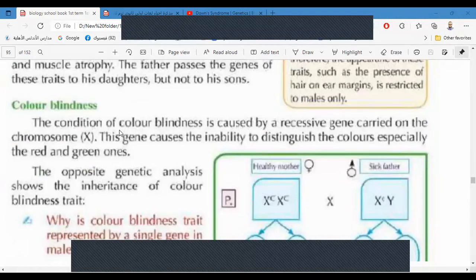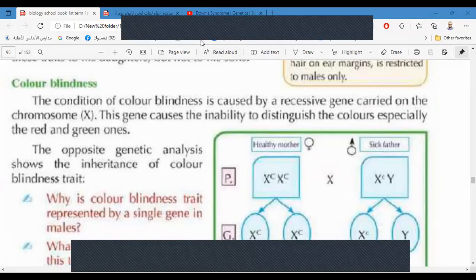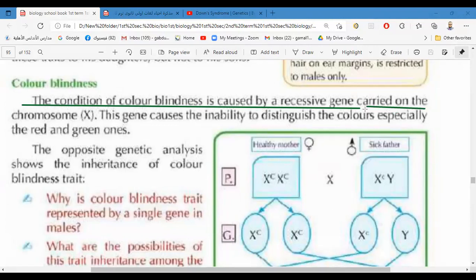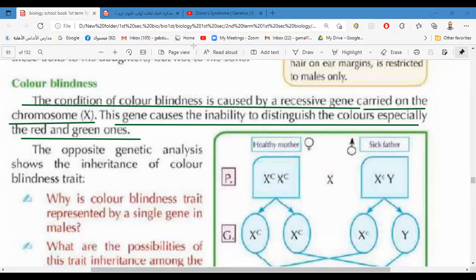Color blindness in the human is an example of this case. The condition of color blindness is caused by a recessive gene carried on the X chromosome. That gene causes the inability to distinguish between colors, especially the red and the green. Some people cannot distinguish between red and green. They have a problem in these colors. We have an example here in genetic inheritance.